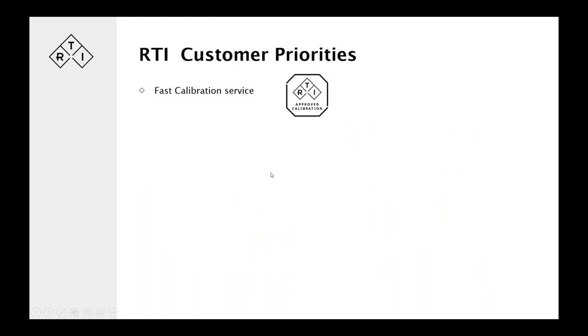So what do we have from customers? The feedback that we get, well, we try to focus on fast calibration service. We know that that's a critical issue in many cases. Having people stranded without their instrument is not something that we would like to see. So we focus on fast calibration, with a turnaround time of typically 10 days in the field. We offer a 2-year calibration cycle, also a priority with many customers.